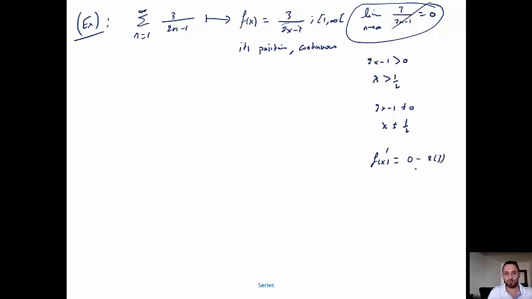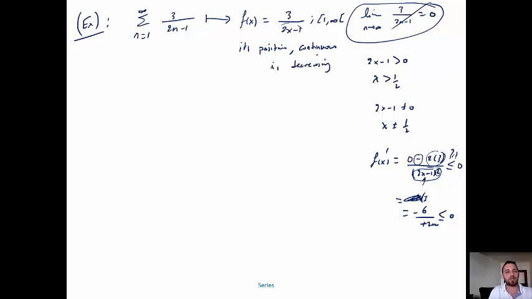2x minus 1 squared. You need to check if it is negative. As you can see, this is positive for every value of x. No matter what you replace x with here, it is positive, right? And 3 is some constant, so you always have a negative. So you end up with negative 6 over some positive value. So this is negative for every x. Therefore, this function is decreasing. As long as those three conditions are valid, you can apply the integral test.